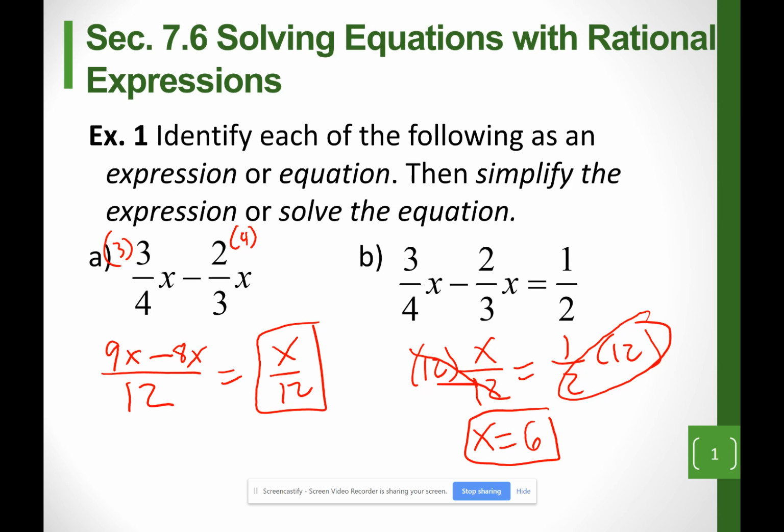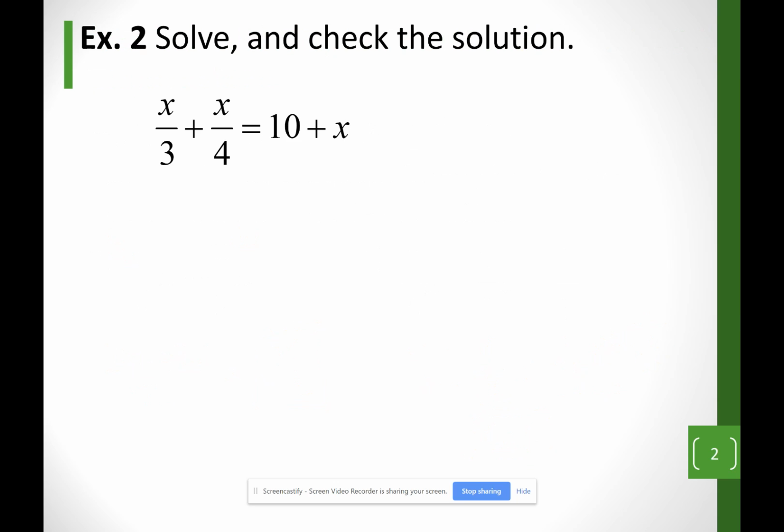Another way of doing it is have your two fractions have a common denominator and let the numerators equal each other. Now here, the left side can be simplified, right? x over 3 plus x over 4. I'm going to say my least common denominator in this case is 12. The first fraction, I'm going to multiply by 4. The second fraction, I'm going to multiply by 3. So on the first fraction, I have 4x plus 3x. So that fraction can be simplified to 7x over 12.